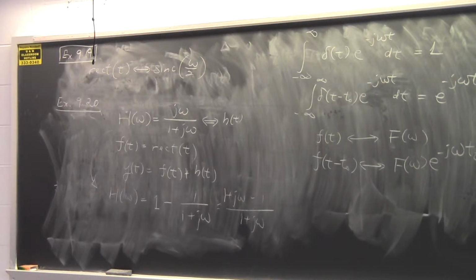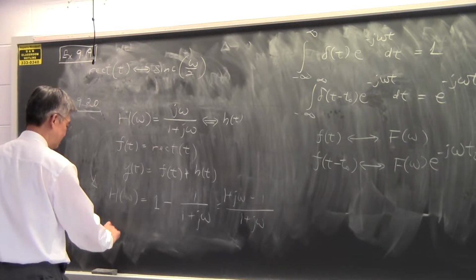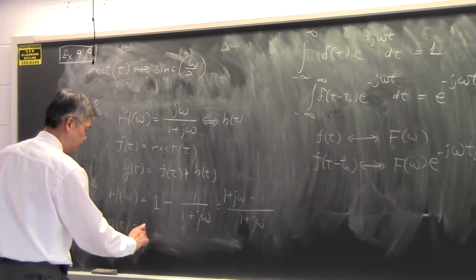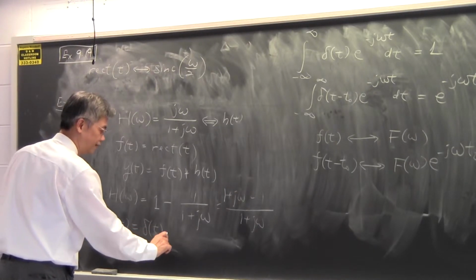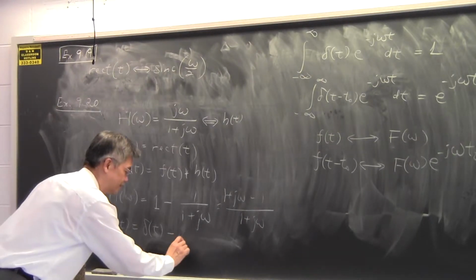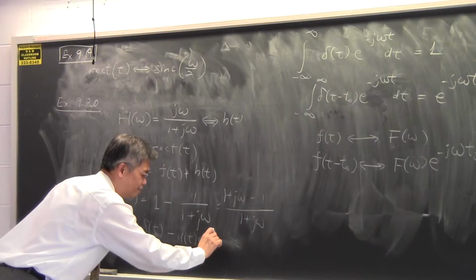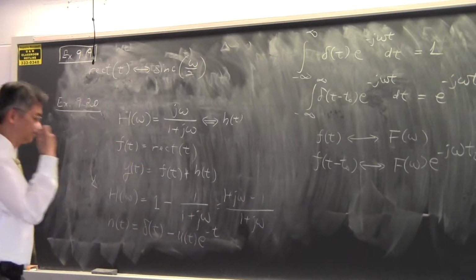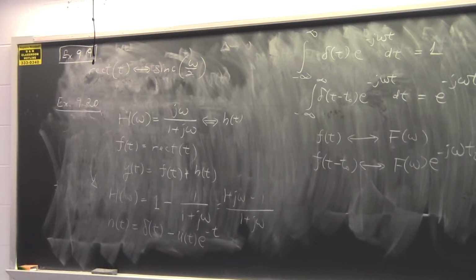So what does the first term Fourier transform to? The delta function, very good. You Fourier transform to a delta function. So the second term, Fourier transform to what? Very good. u of t e to the minus t, and we just did that not too long ago. So h of t is found in closed form.